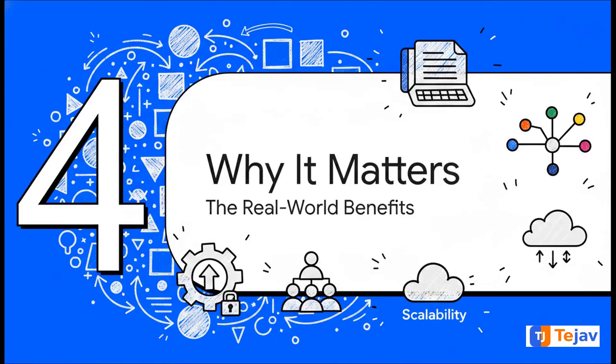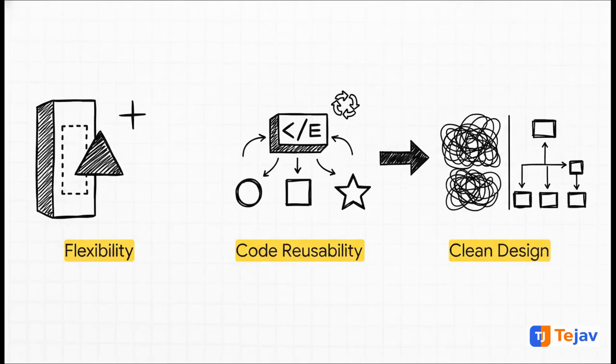This all seems pretty clever, right? But why does it actually matter? What are the real-world, tangible benefits of doing things this way? Well, you get three huge wins. First up is flexibility. You can add a brand new shape, like a triangle, and you don't have to change a single line of your existing code that handles drawing. Second, code reusability. You write the code that calls draw just once, and it works for any shape you can dream of. And finally, it just makes for cleaner code. Your whole program becomes way more organized and so much easier to understand.